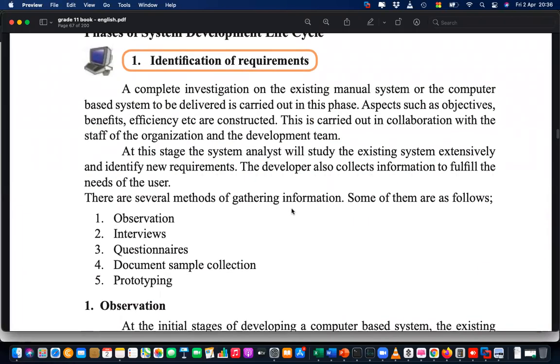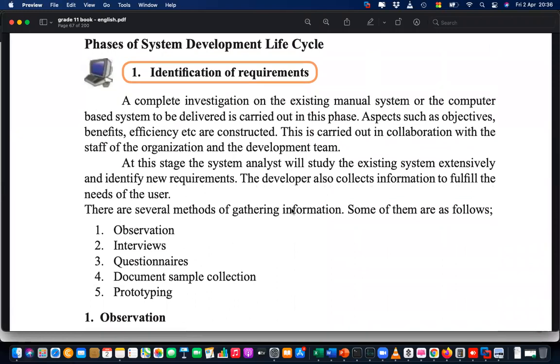And the identification of the requirements can be done by various methods. One is direct observation. You can visit the site and see what's really happening. Let's discuss this with an example. Assume that you are given a task to develop a system or software for your school. The principal is asking for a school management system to enter student details and teacher details.